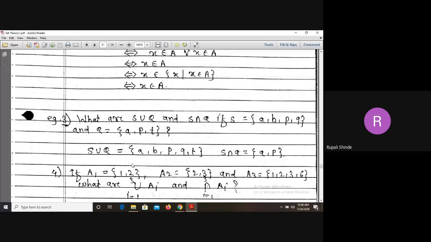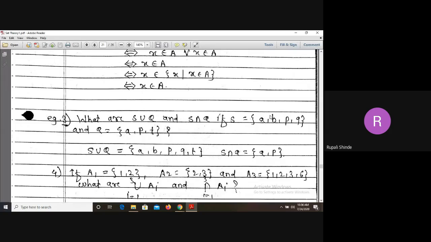So here again we have to solve some examples based on union and intersection. Find both S union Q and S intersection Q, if S is equal to {A, B, P, Q} and Q is equal to {A, P, T}. So here we have to find the union and intersection of these two sets. First we will check for union. What is the meaning of union? The elements that are either in set S, or in set Q, or in both S and Q.